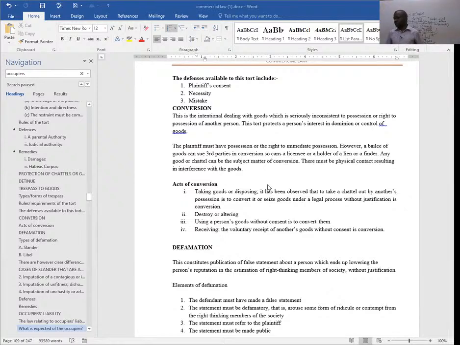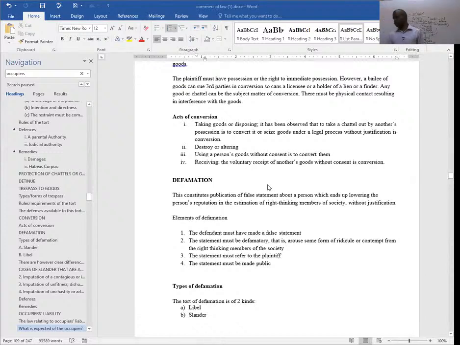Then the statement must be made in public, either in a publication or just by word of mouth. If those elements are present with regard to a particular statement, then one can be accused of defamation. So that's what we mean by defamation in simple terms. But we've said it is in two forms. It can either be in a permanent form known as libel, or in a non-permanent form just by word of mouth known as slander. Those are the two types of defamation.